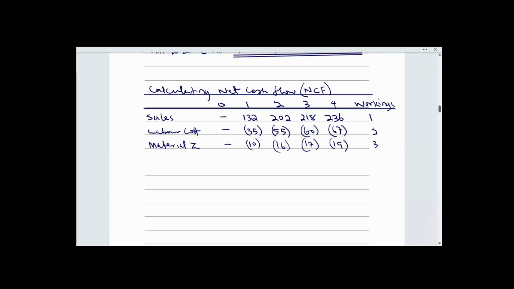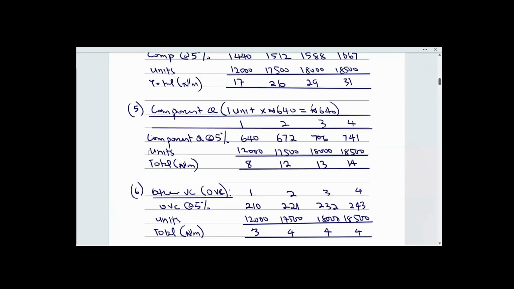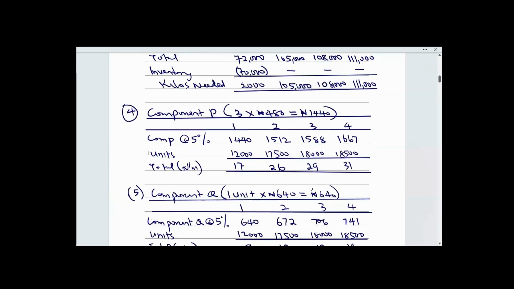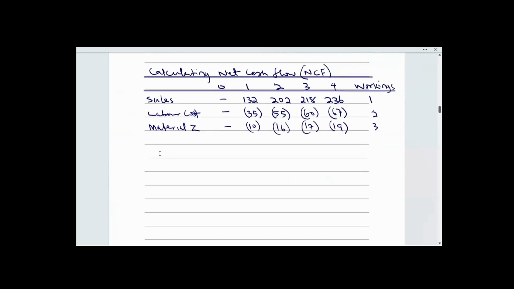Next one. After material Z, we have component P. Sorry, yeah, component P. 17, 22, 26, 29, 31. What was the first one? I think 17, 22, 26, 29, and 31. Working 4.